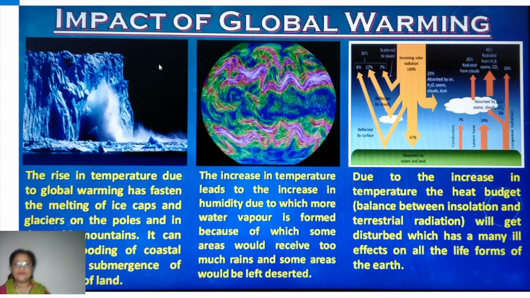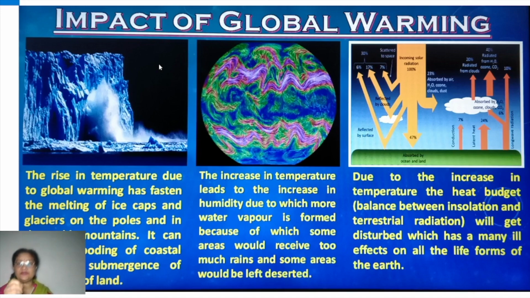Next thing is that when the glaciers melt very fast, that is ultimately where it is being added up. It is being added up in the sea or the oceans. So the level of the sea is rising constantly. So what is the result of it?